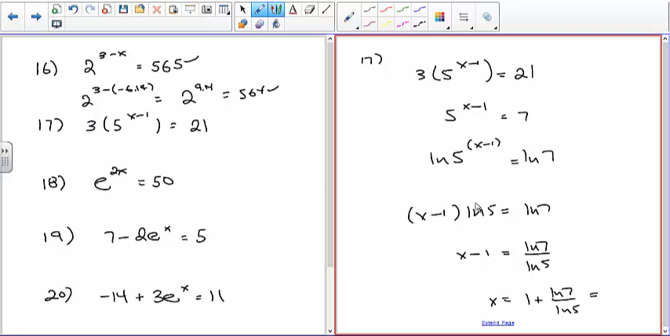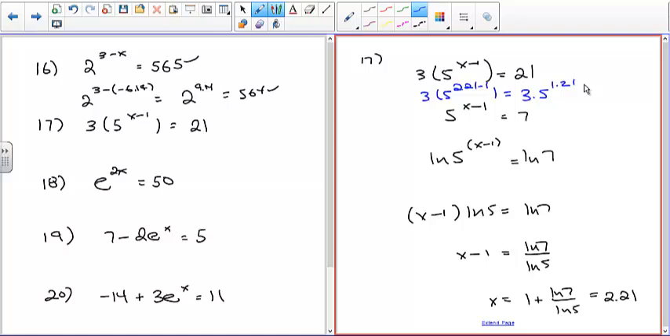And I get 2.21. And again, if I plug that in here, I'll get 3 times 5 to the 2.21 minus 1. So that's 3 times 5 to the 1.21. 2.21 minus 1 is 1.21. 5 raised to the 2.21 power, 1.21. So 5 raised to the 1.21 power is 7. Oh, and then I got to multiply by 3, and I get 13.